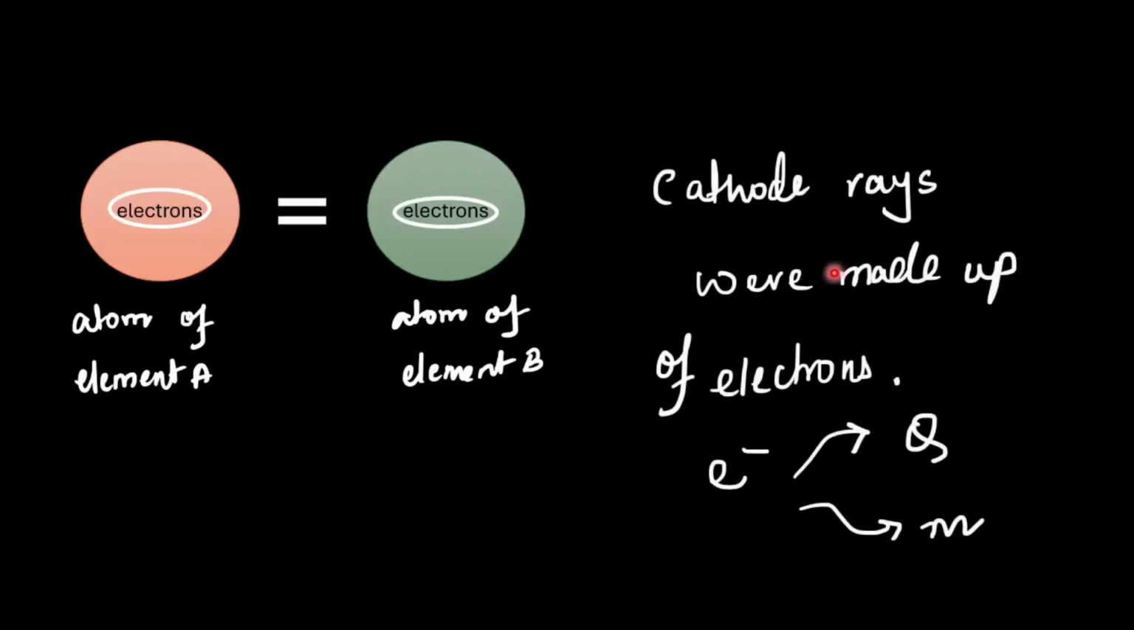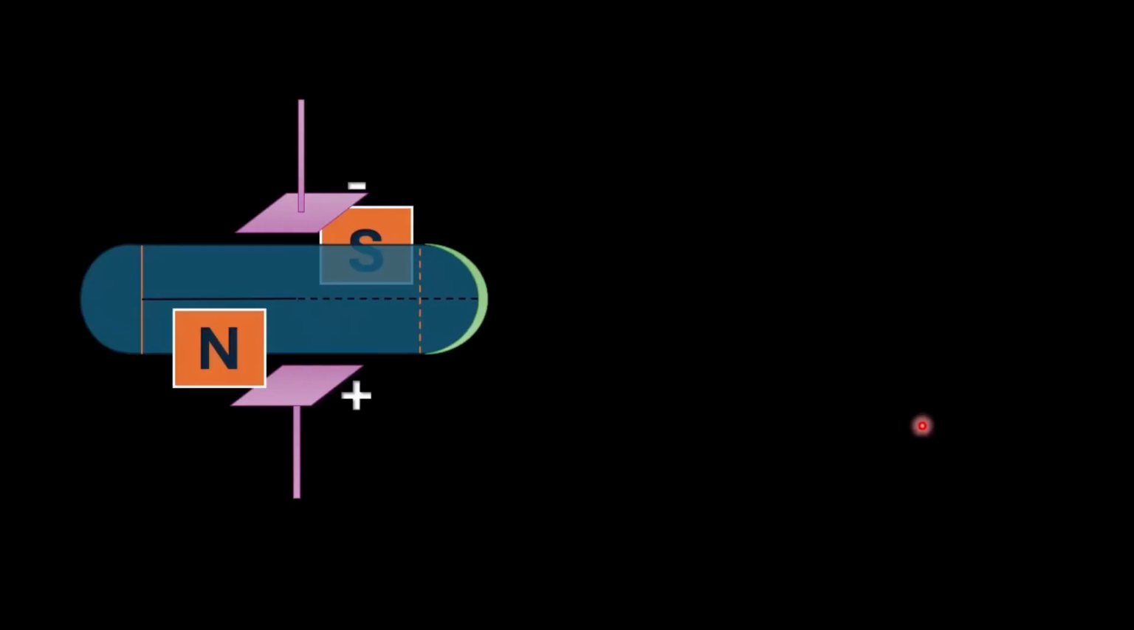Cathode rays were made up of electrons, and electrons had charge and mass, but their actual values were still unknown. To determine these, British scientist J. J. Thomson conducted a number of experiments. The assumptions of these experiments were: the greater the mass of the electron, the lesser would be the deflection.